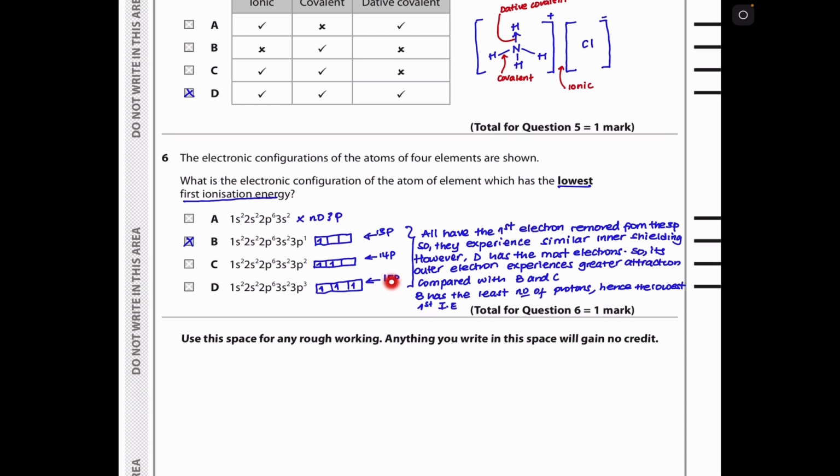However, here the number of protons is 15, here it's 14, and here it's 13. These ones are going to be held more strongly because the protons are more and here they are more. So this is going to have the least, not because it has 1 electron, but because the number of protons is going to be fewer. So the attraction from the nucleus is going to be less in comparison to the others. So the answer should be B.